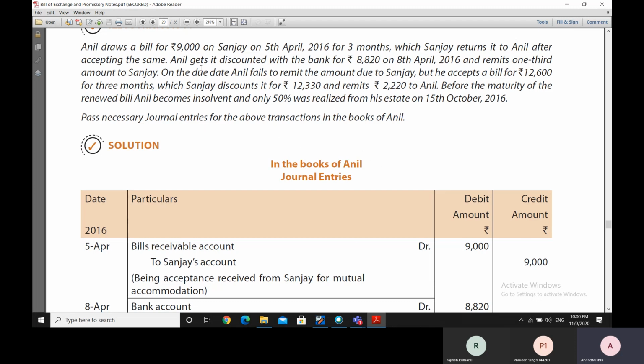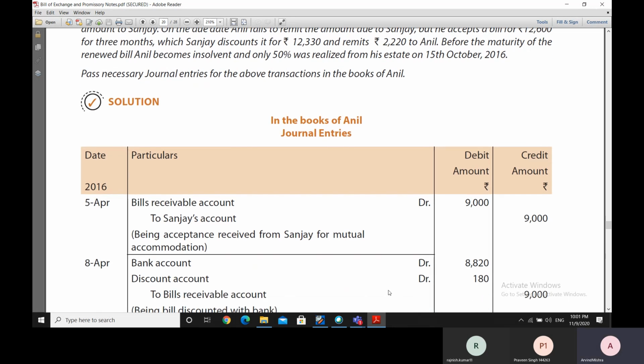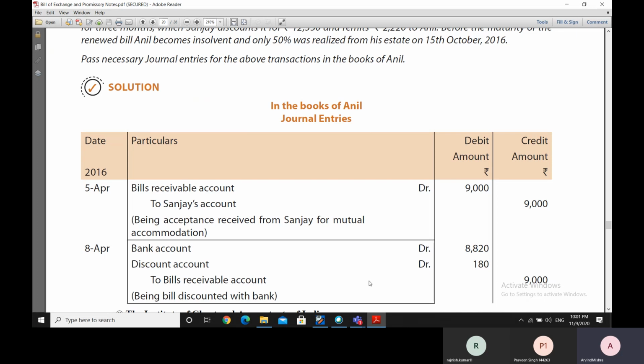So in the books of Anil, what is happening is Anil has drawn a bill on Sanjay and Sanjay has accepted it. So Sanjay's account would be debited and bills receivable account in the books of Anil will be credited. Sorry: Sanjay's account would be credited for 9,000 rupees and bills receivable account in the books of Anil will be debited for 9,000 rupees. Now, Anil gets the bill discounted with the bank for 8,820. So Anil gets 8,820 in his bank account and 180 rupees is the discount which is charged by the bank, and thereby this 9,000 bills receivable account credit is introduced because it is the reverse of this debit over here. So it is no longer a bill receivable because now money has been received against it by discounting it.